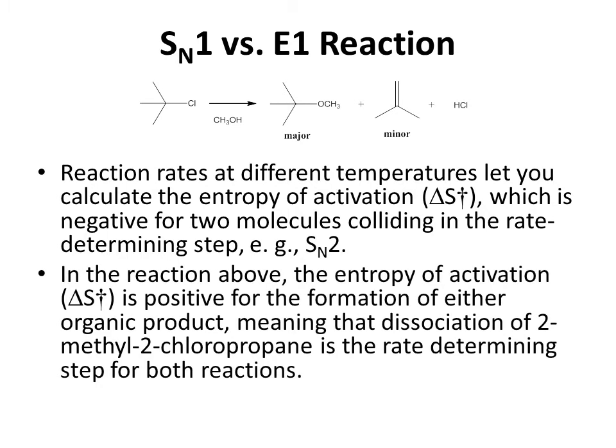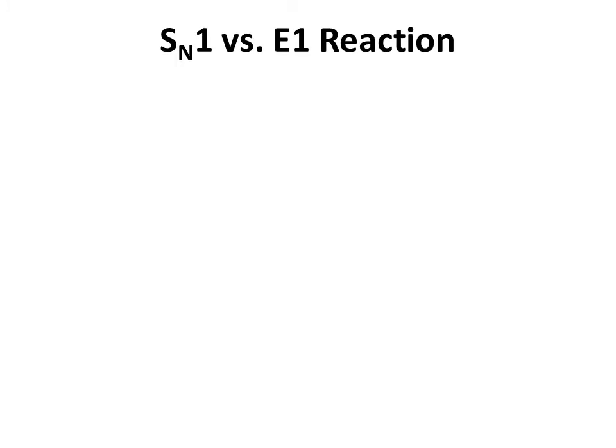You have made the system more ordered, thus the entropy is negative. In the reaction above, the entropy of activation is positive for the formation of either organic product, whether you form the major or the minor product, meaning that there must be a step where 2-chloro-2-methylpropane breaks apart, dissociates. So the rate determining step for both reactions involves the breakup of the molecule 2-chloro-2-methylpropane. How does this breakup or dissociation of 2-chloro-2-methylpropane work?